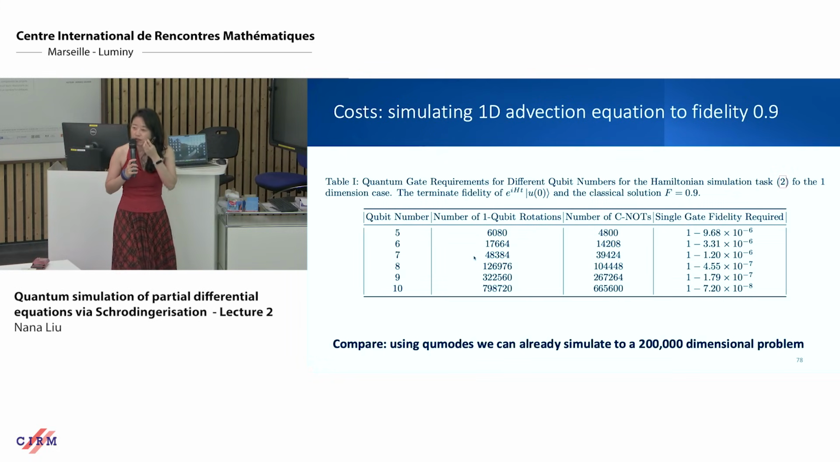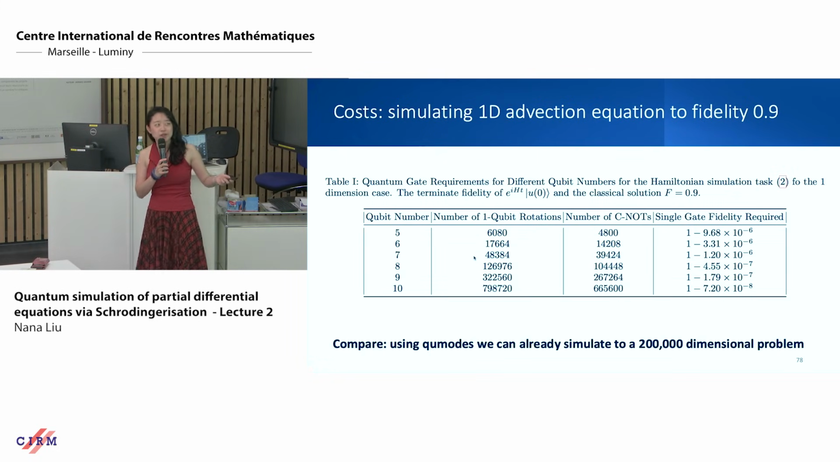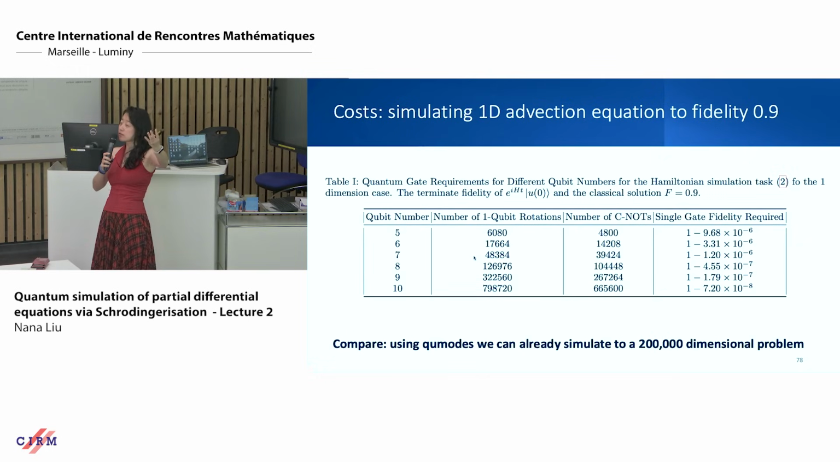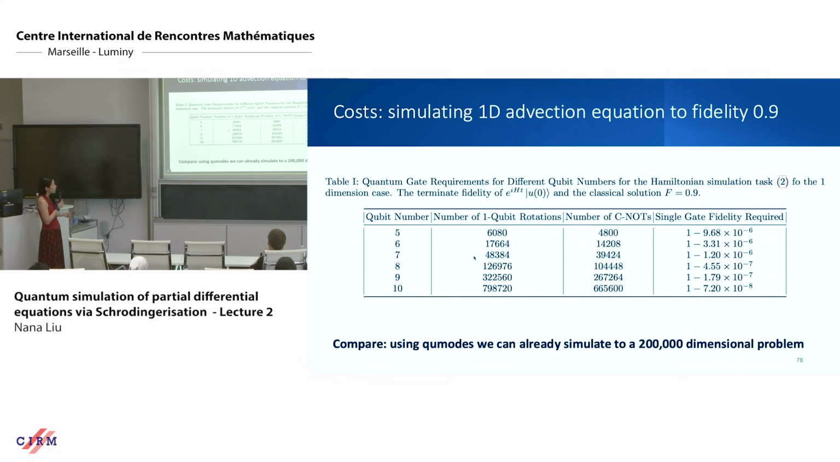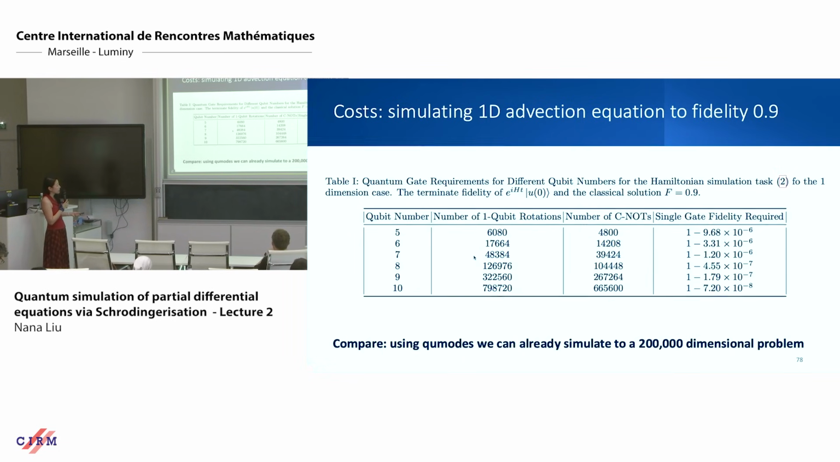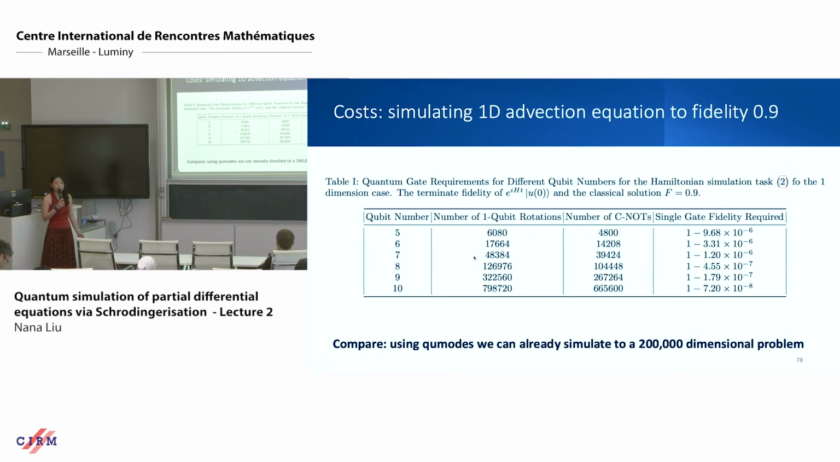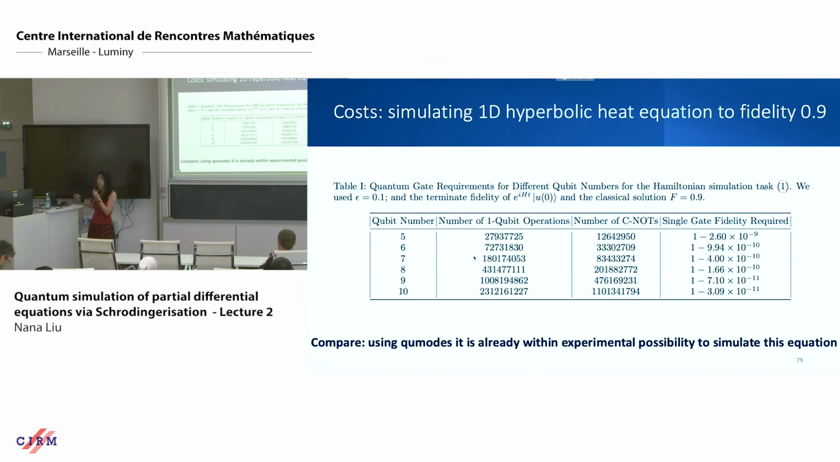You might have seen in your quantum error correction lectures that we're not at these numbers. If you get really high single gate fidelity, then you can do error correction, so you don't need to worry about this. But this just gives you a feeling of how far we actually are from doing this. You can see these requirements are quite high. But actually using qubits, we can already simulate up to a 200,000 dimensional problem. So this is the contrast, at least for these simpler types of problems.